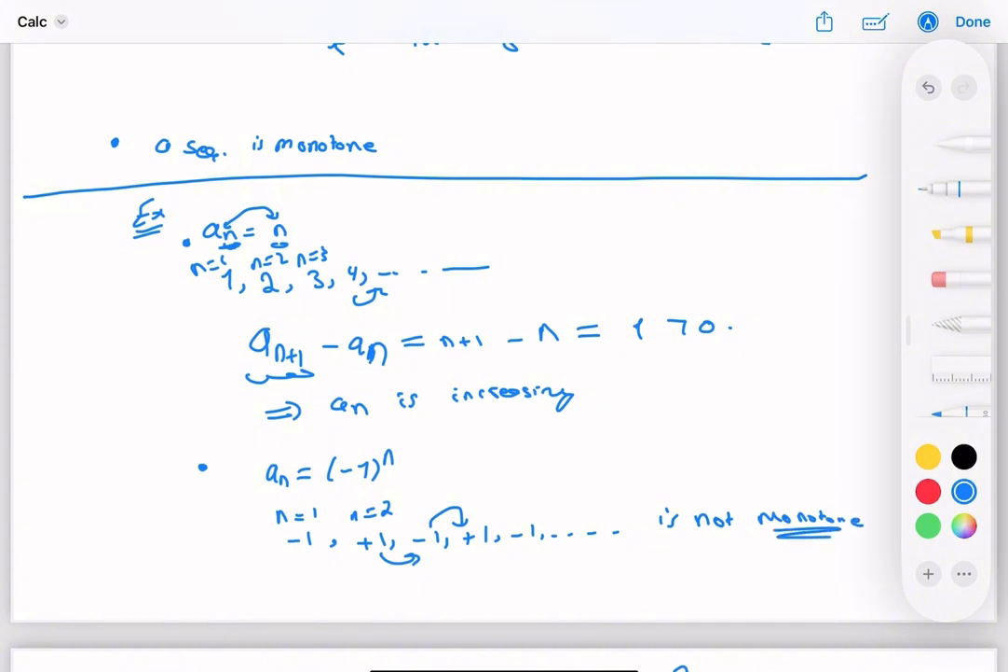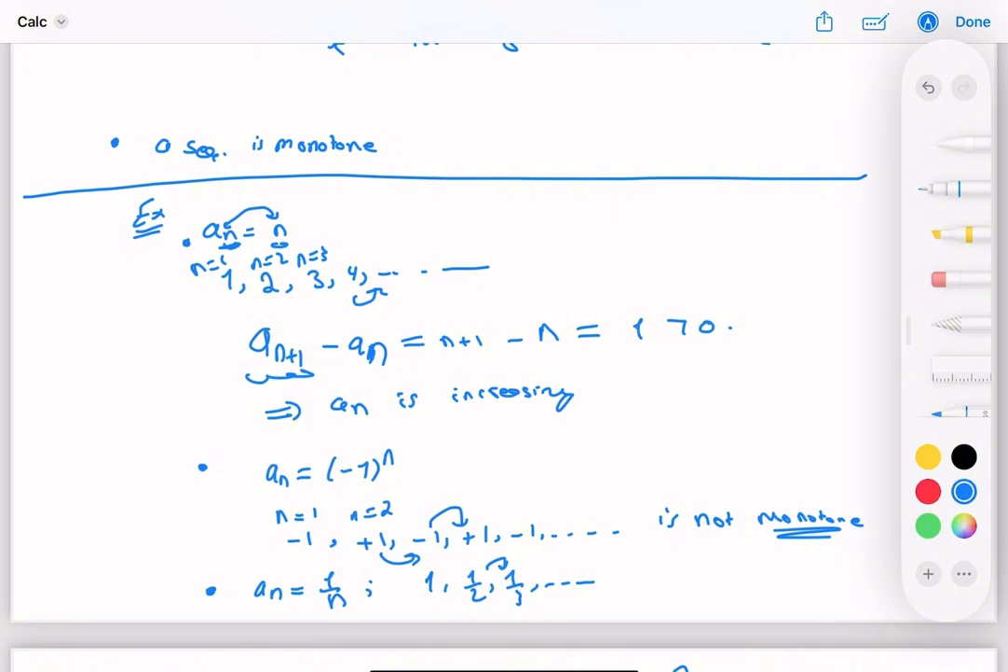It might be good to take one more example. So let's take an example, an equals 1 over n. What is this? Well, this sequence is decreasing. Why is that? Well, because if you list a few elements of it, you have 1, 1 over 2, 1 over 3, and so on. You see that as you increase the index, you're dividing by a bigger number, and hence as you go to bigger indices, the element is getting smaller.